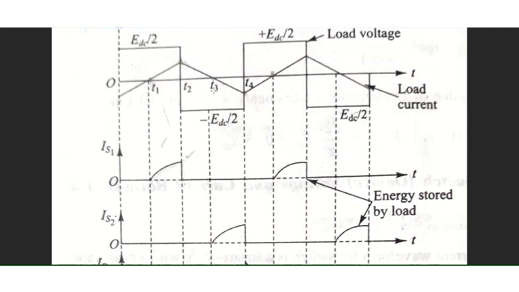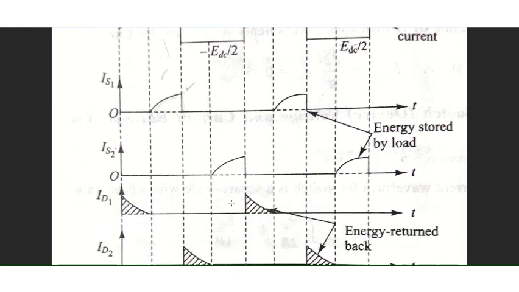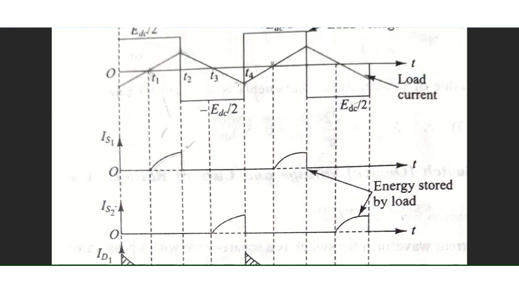Now, from time instant T3 to T4, when the thyristor T2, or the second switch, is turned on, we know that when T2 is conducting, the output voltage will be minus EDC by 2, or you can also take it as minus Vs by 2. Both are the same, minus EDC by 2. And the current is again getting stored, right?